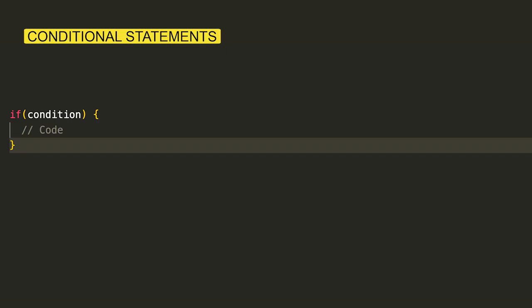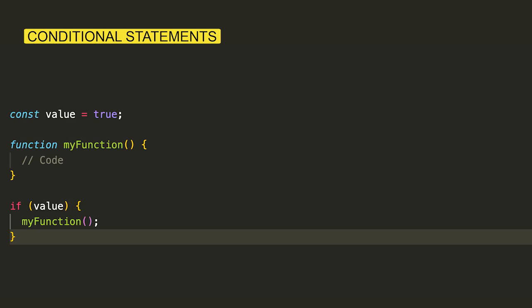Conditional statements. A common task for a JavaScript developer is to check the value of a variable and perform an action based on the result. If is the most common conditional statement in JavaScript. If the condition in the if statement is true, then the code inside the block is executed. If not, it will be ignored. For example here, value is true, so my function will be called.